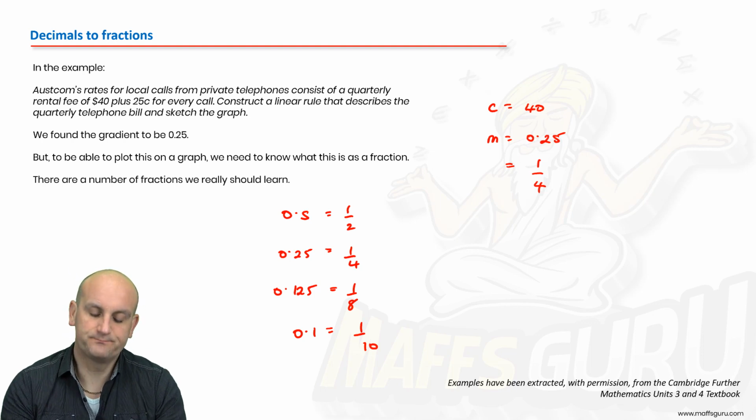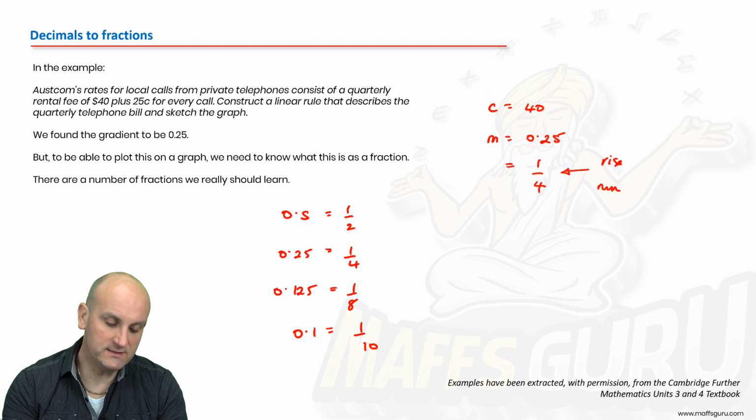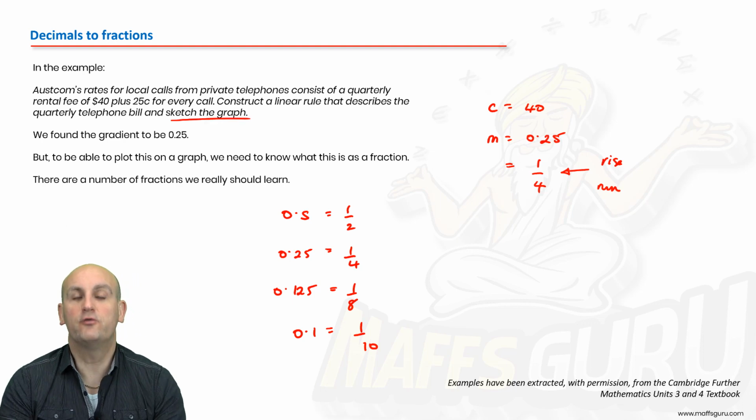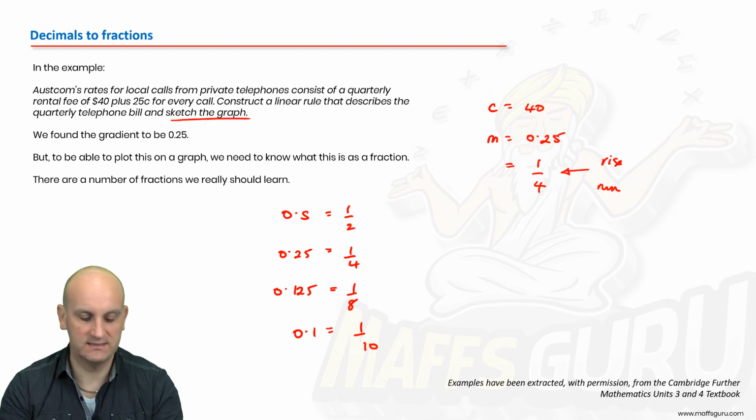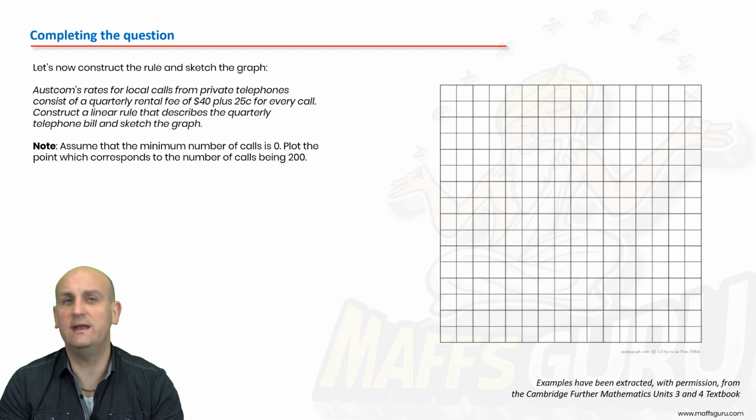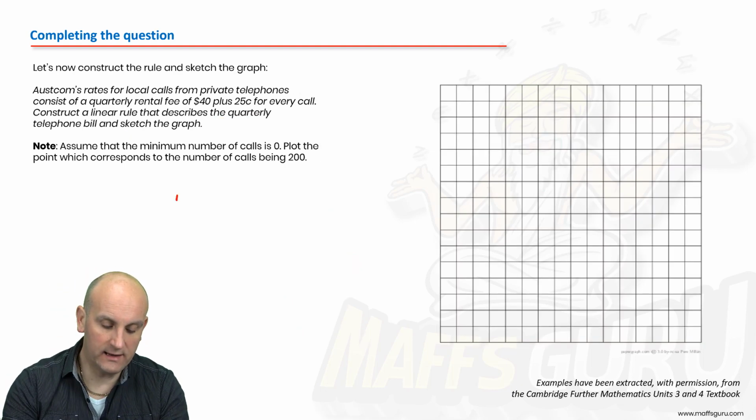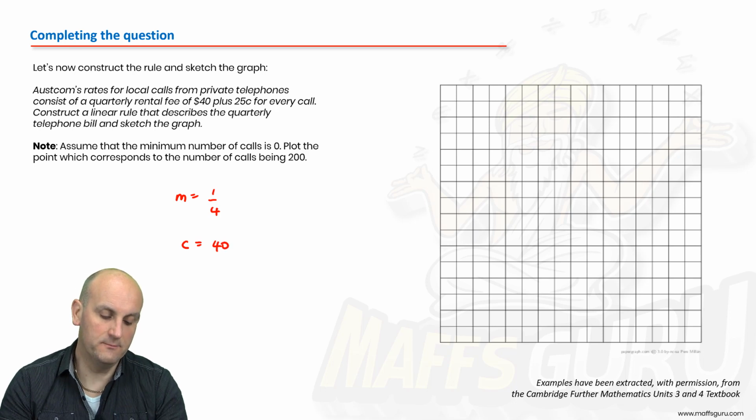All right, so why do we need to be able to know fractions? Because we know that if we have a gradient written as a fraction, we can do rise over run. And bearing in mind this question wants us to sketch the graph, we're going to try and do everything we can to make it easier for ourselves. And so we can now complete the question. We know that m is equal to 0.25, which is a quarter, and we know that c was equal to $40. All right, so assume the minimum number of calls is 0, and the maximum number of calls is going to be 200.